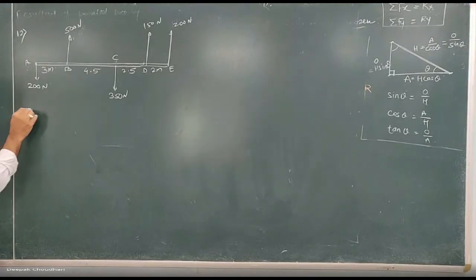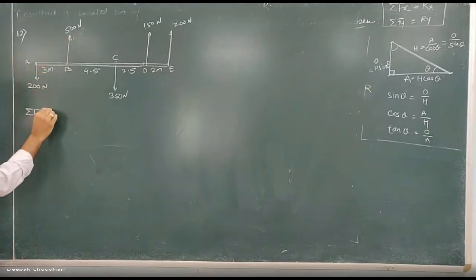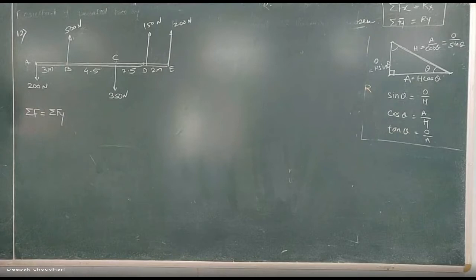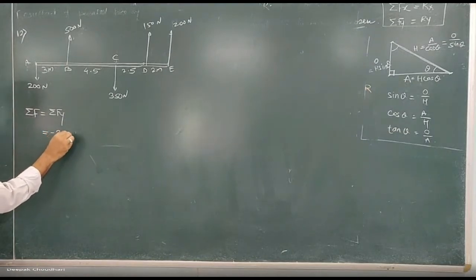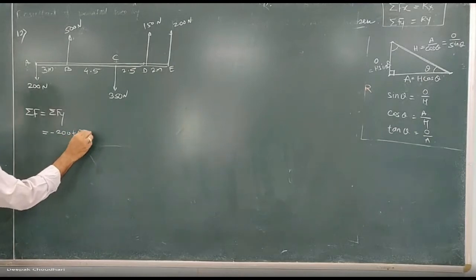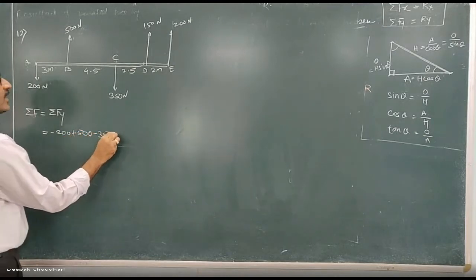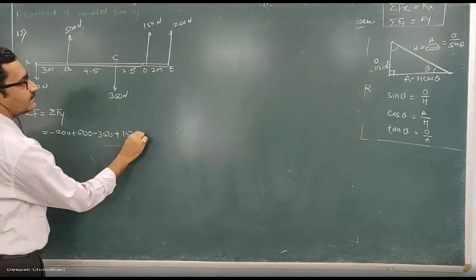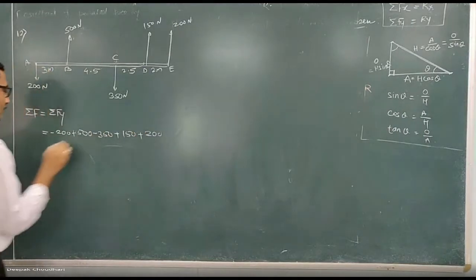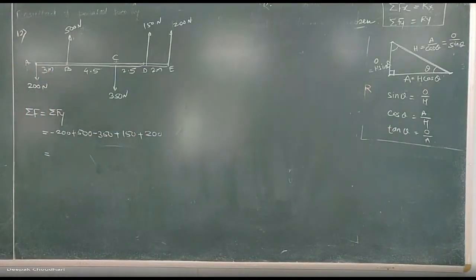Clear? You have to find the summation of F. In this case, since all forces are vertical, summation of F equals summation of Fy, because summation of Fx is equal to 0. Which is equal to minus 200, use the proper sign convention to add the forces, plus 500, minus 350. I hope all of you are comfortable with this. Which one is plus and which one is minus? Clear? Calculate this. 300 Newton.